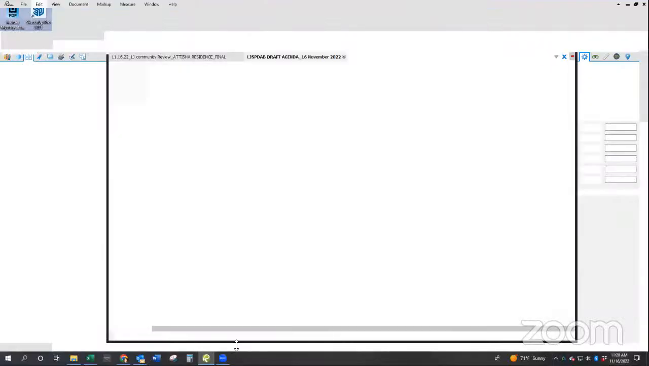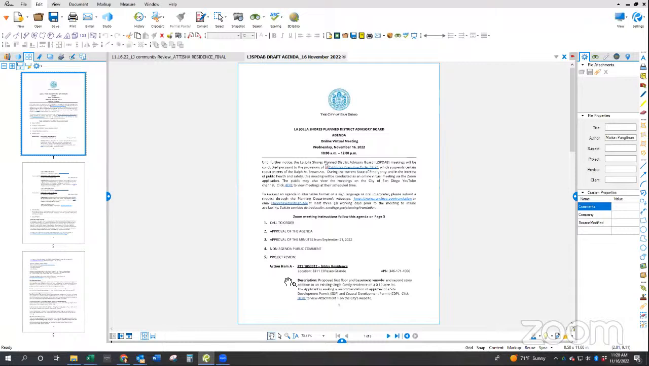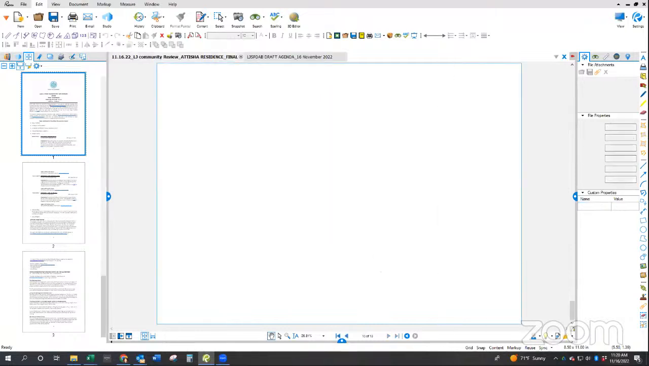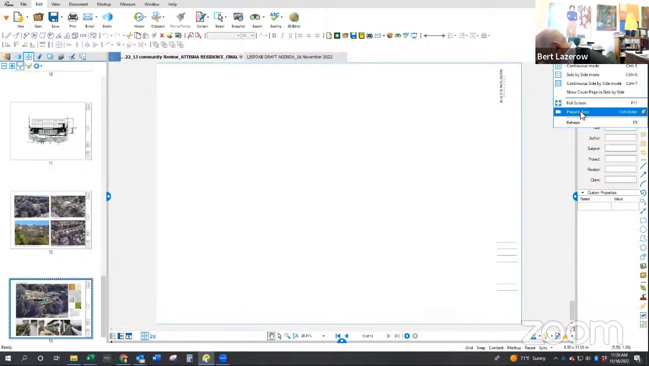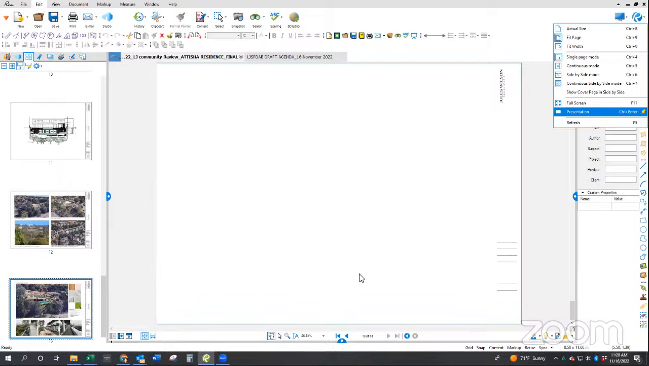Sorry, let's see here. I believe. Okay. Here we go. Bear with me just 1 second. Okay. Let's see, did the screen just go black? I think it's just generating because of the size of the file.